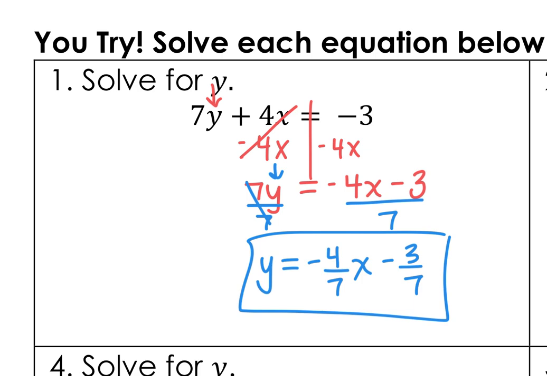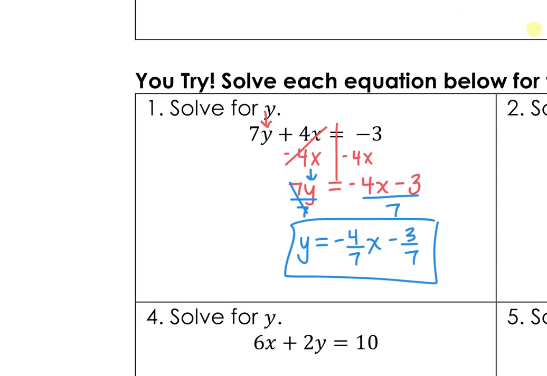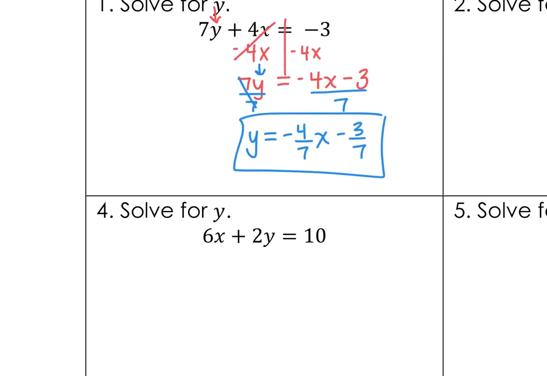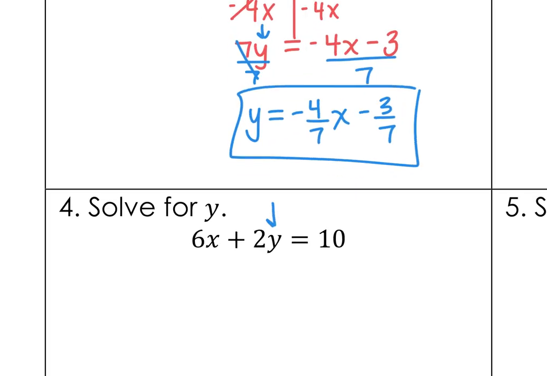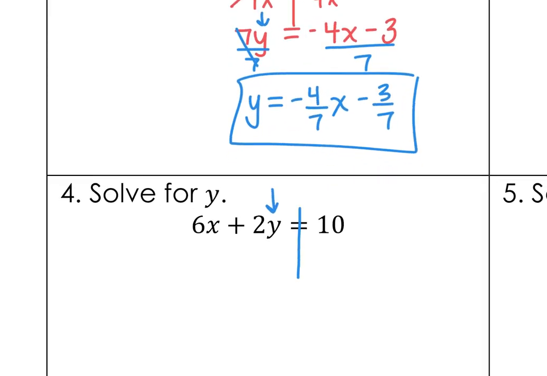Okay? All right. So now I'm going to give you about 45 seconds, and I want you and your partner to try number 4. So you are solving for y. You've got 6x plus 2y is equal to 10. So about 45 seconds.